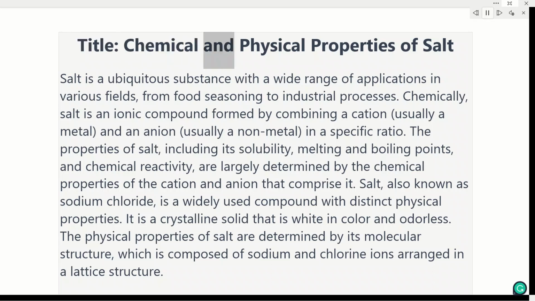Title: Chemical and Physical Properties of Salt. Salt is a ubiquitous substance with a wide range of applications in various fields, from food seasoning to industrial processes.